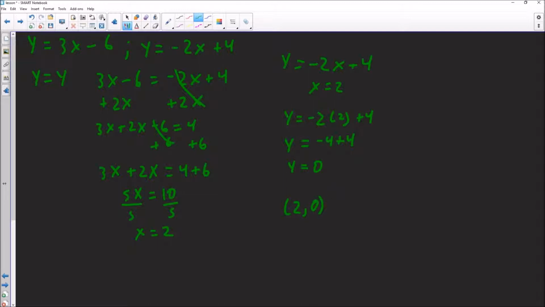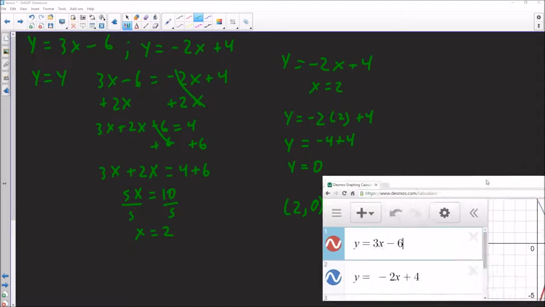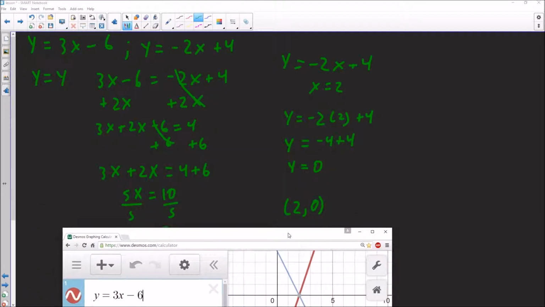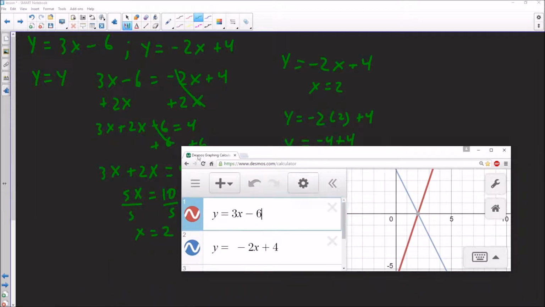And I actually plotted these two equations using an online graphing tool, and as you can see, the point where they cross is 2, 0, and that is the point that we calculated. So a really good thing to do, if you're solving systems of equations, is you can graph each one and double check your answer. So really, you shouldn't ever get a question wrong because it's very easy to check your answer.